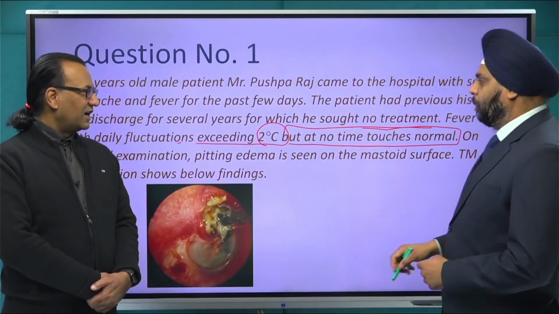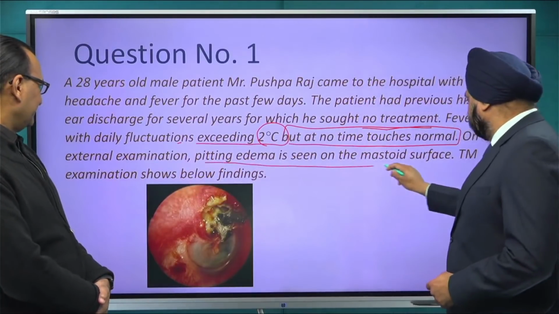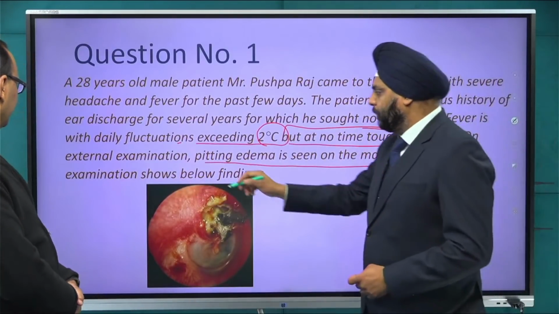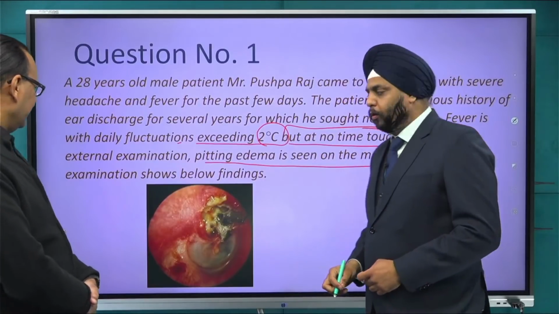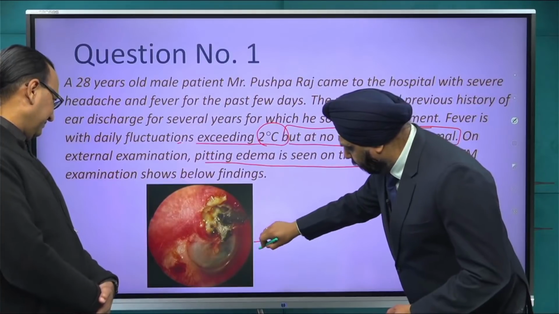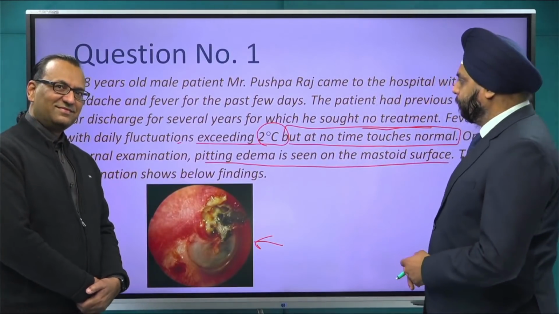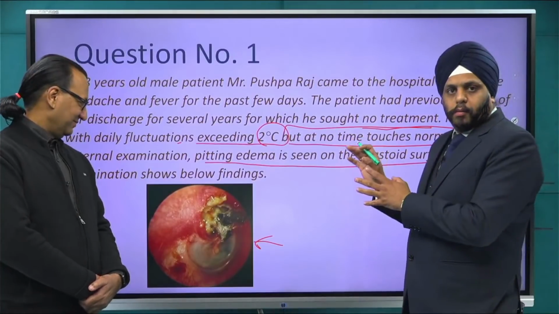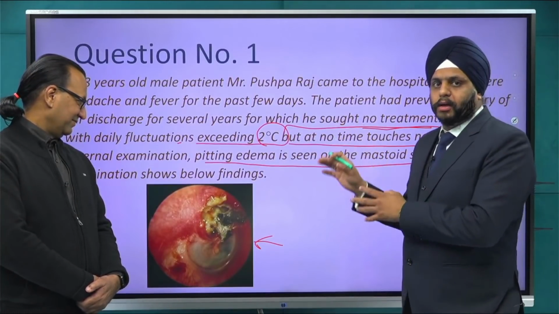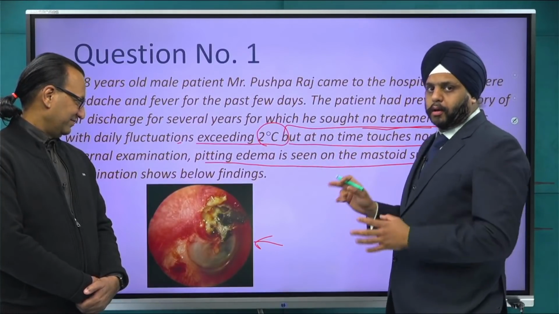On external examination, pitting edema is seen on the mastoid surface. TM examination finding shown below. Okay, so we can see over here, this is the tympanic membrane finding. Otoscopy has been done over here, and we have a photograph. So, before going to the question, let's see what the examiner is trying to tell us over here. I have not still read out the complete question.